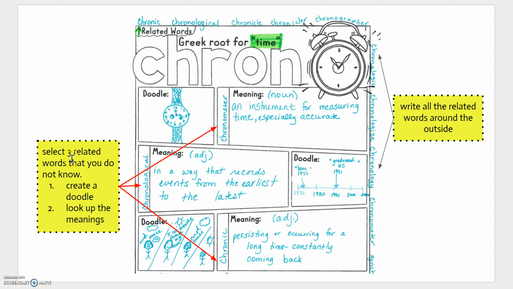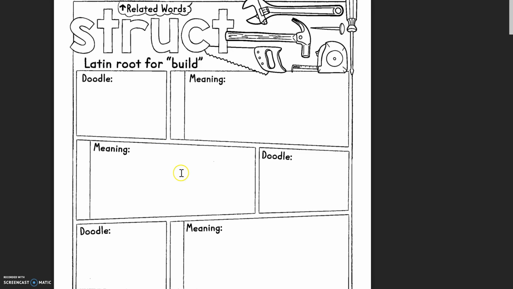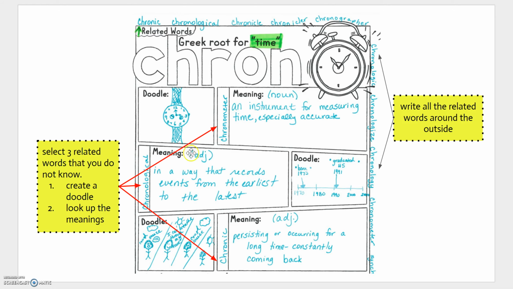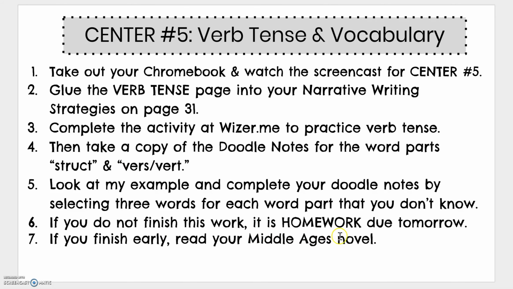After that, I'm going to select any 3 of these words that I do not know, and I'm going to put them here, here, and here, and I'm going to create a doodle and then look up the meaning and the part of speech. Okay, so you're going to be doing that for struct. So again, you're going to write your words on the outer edge here, any words that you can think of that have struct in them, and then you're going to pick 3 words to write in here and then define and draw a doodle for. Should you finish this work, you can work on reading your Middle Ages novel and get caught up. If you do not finish, it is homework. Enjoy!